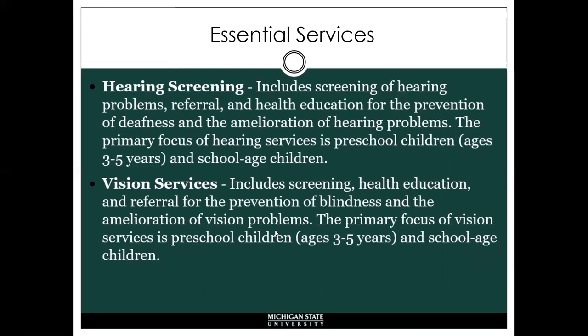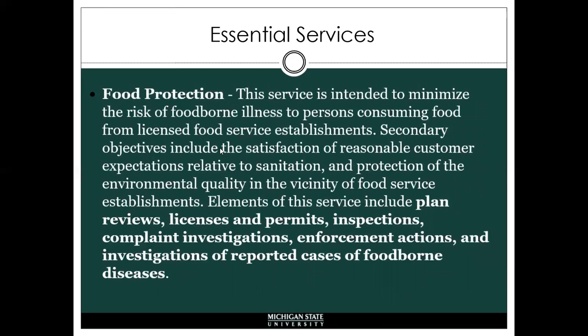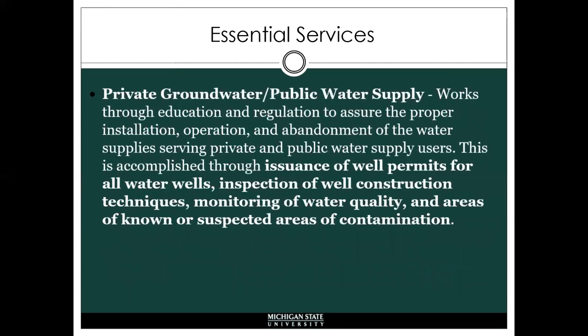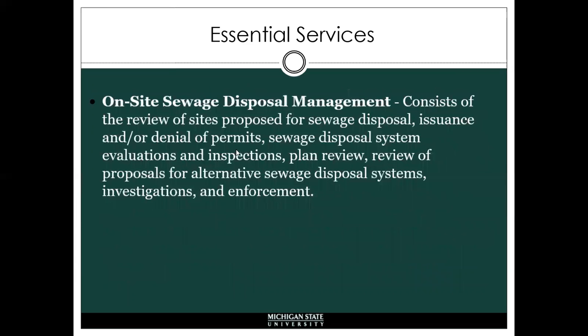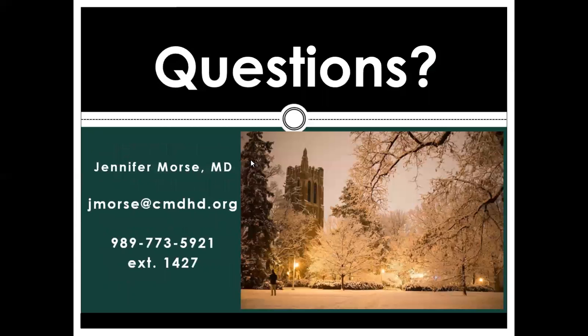Hearing and vision screening in the schools is done by our staff. Food protection, this includes prevention. Our environmental health staff do ServSafe. They teach restaurant staff how to properly handle food. If there is any suspected foodborne illness, they will inspect a restaurant and will do an outbreak investigation. They license and inspect restaurants regularly. Well inspections, permits, sewage inspections and permits.